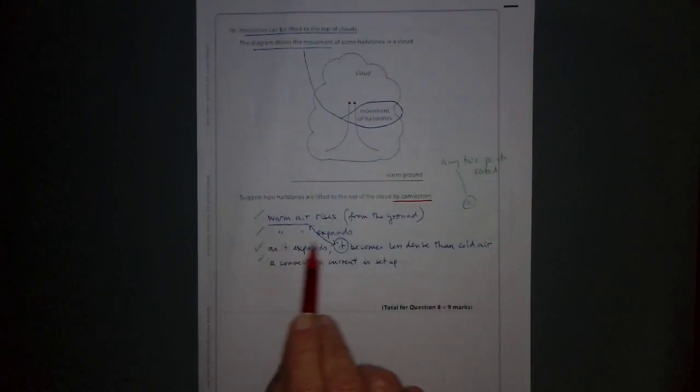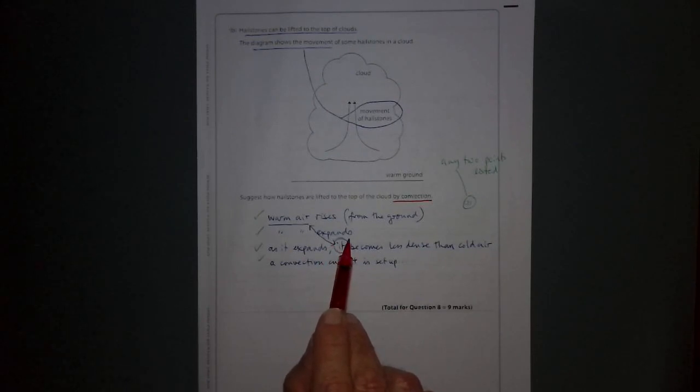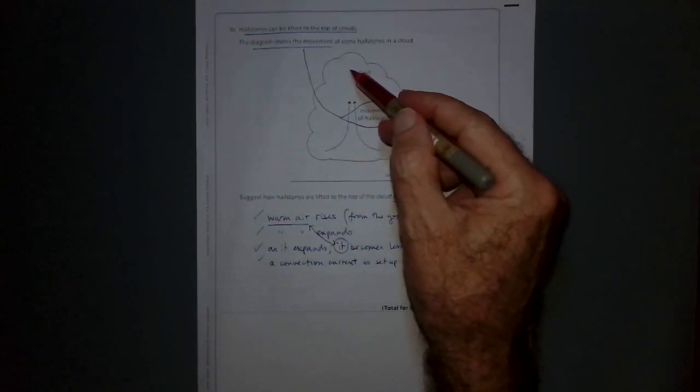That warm air rises, and warm air expands because heat causes expansion. As it expands, it becomes less dense than the cold air around it, and a convection current is set up. And you could go on and explain that when it gets to the top, cold air will sink, and this convection current continues. Okay? So this is from the solids, liquids, and gases part of the syllabus.